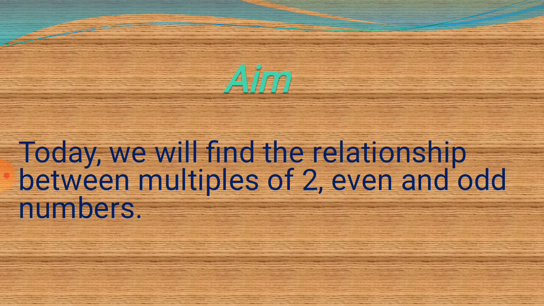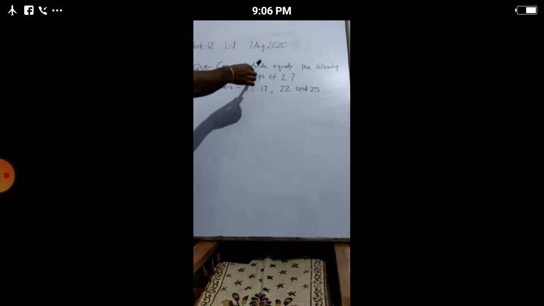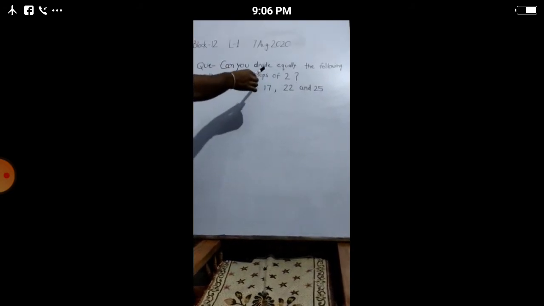So children, our question is, can you divide equally the following numbers in groups of 2? So the numbers are 8, 17, 22 and 25. Lesson 1. So the question is, can you divide equally the following numbers in groups of 2? Numbers are 8, 17, 22 and 25.